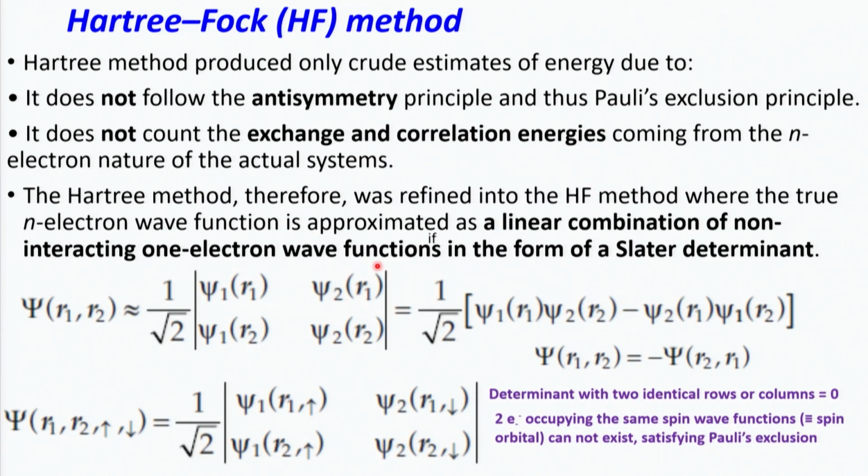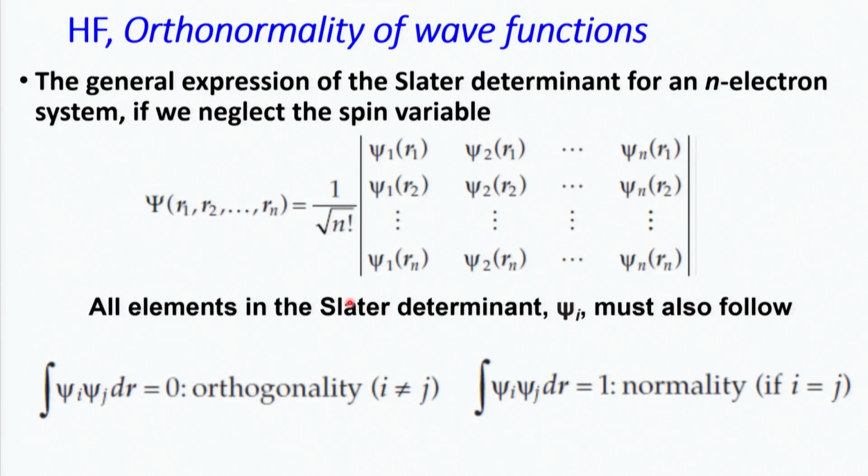Earlier it was shown only for a two electron system, but it can be for n number of electrons. So the general expression for the Slater determinant for n electrons, if we neglect the spin variable, should look like this. Essentially, for a system of n electrons we take n wave functions, and each wave function can be occupied by all the electrons.